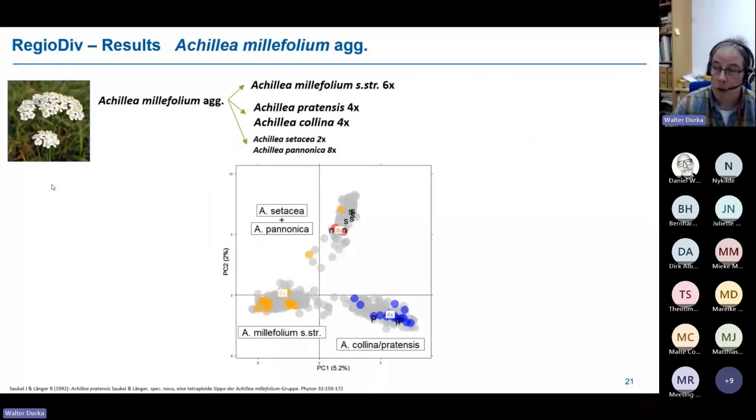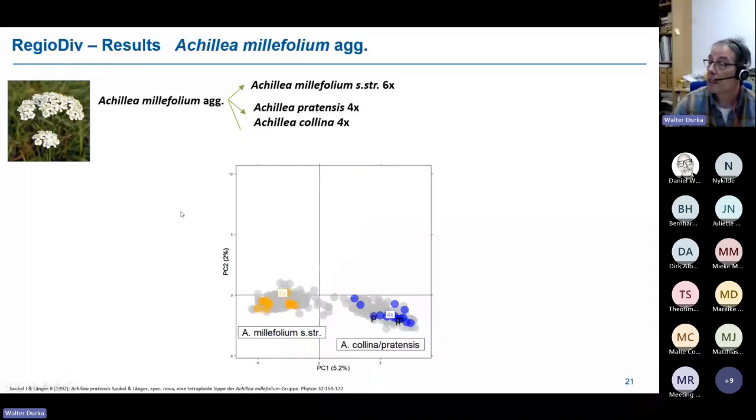Let's go even more complicated. If we go into the Achillea millefolium aggregate, we know that this is a species complex of different ploidy levels ranging from diploid, tetraploid, hexaploid to octoploid species. These are nicely separated in this PCA graph by these 3 groups. If we now focus only on those that are common on mesic grassland, so we exclude Cetacea and Pannonica, we still have 2 very strongly differentiated groups of samples.